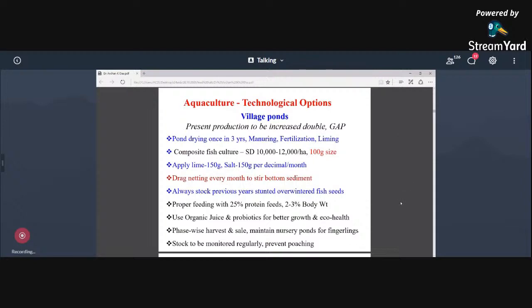If you stock a 1 kilo katla, then the larger the stocking size compared to previous years' stock, you would be getting more fish.